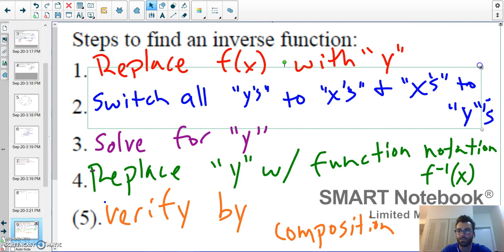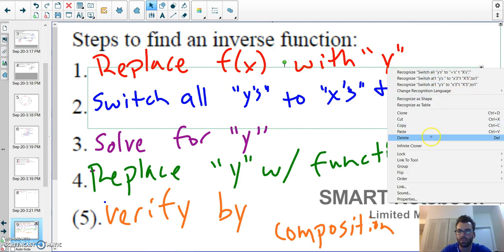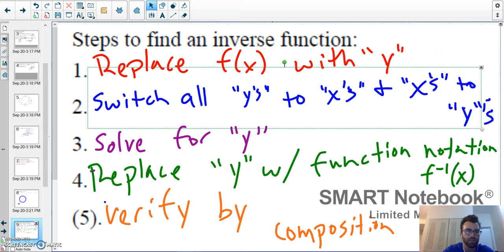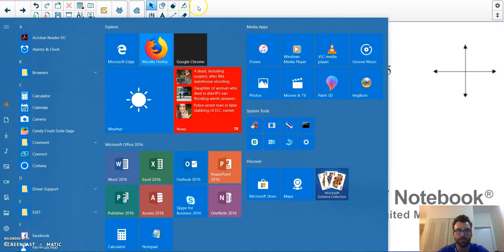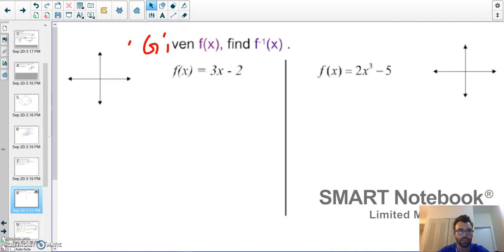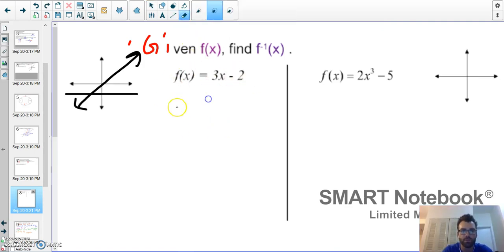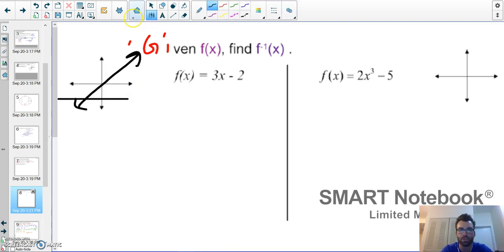So let's apply this now to our function here. Sorry. Before we do step one, we want to make sure that this function is in fact one-to-one, that it passes our horizontal line test. Well, any linear function is going to pass the horizontal line test. So this function is one-to-one, therefore it has an inverse. We do not need to set any restrictions.